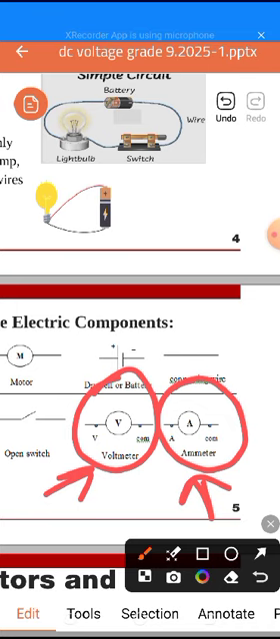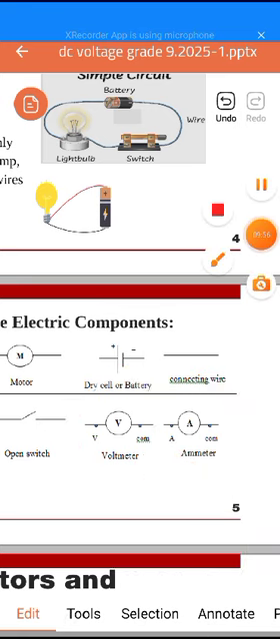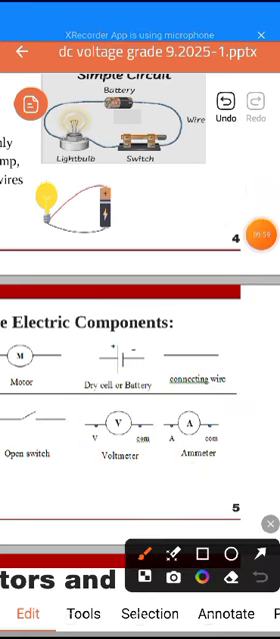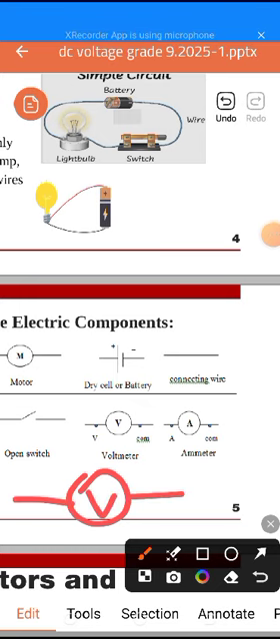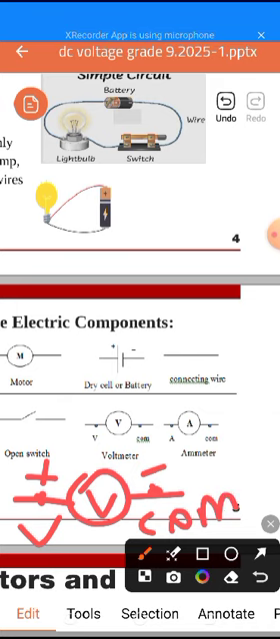So let's see how we can draw these two symbols. The voltmeter: a circle, letter V inside. It has two terminals. One terminal is the positive one, V. The second is the negative one, we call it COM. Ammeter, the same, but instead of letter V, we put letter A. It also has two terminals, positive and the negative one, which is COM.